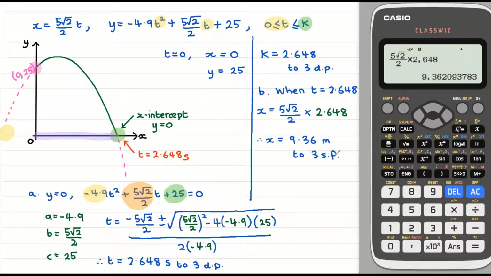So what you could now do is restate your value of t to 3 significant figures as well, if you wanted to, which would be 2.65. So that's essentially that question done. When you're doing these modeling questions, if you're given a diagram which is quite illustrative, or if you're not given a diagram at all, it is a good idea to draw a diagram. Okay, so let's have a look at the next example.